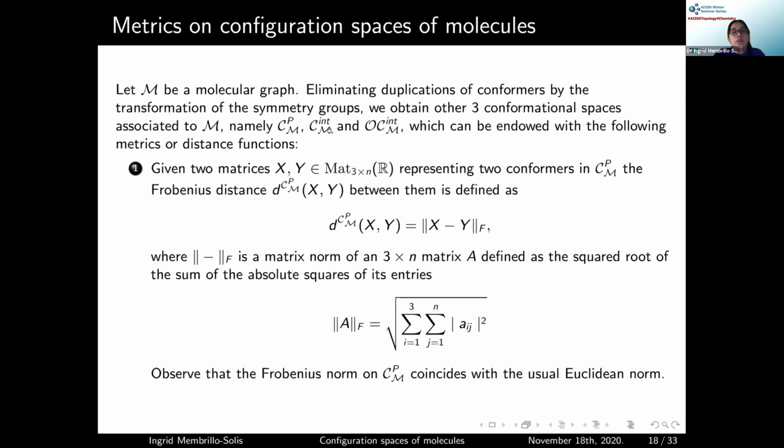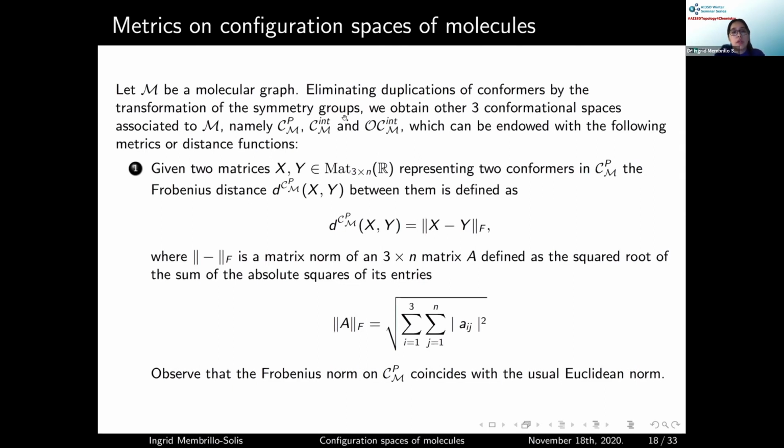Then if we get rid of rotations and translations, we obtain what is called in physics and chemistry the internal conformational space. And additionally, if we get rid of all the rotations, translations, and all the permutations of atoms which preserve the orientation, then we obtain what is called the orbifold conformational space. And to all of them, we can associate a metric.